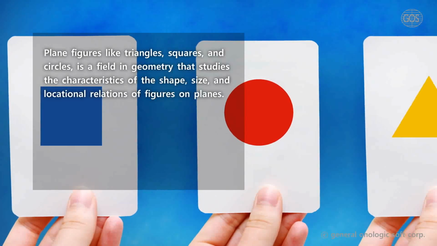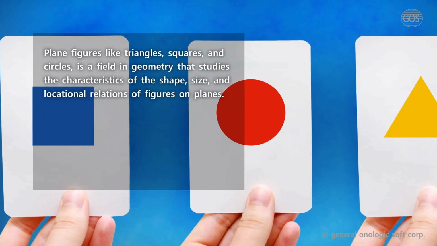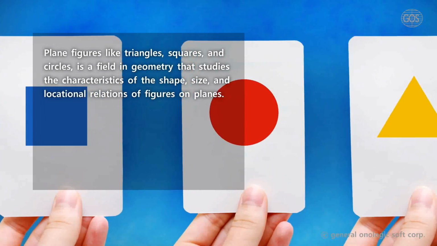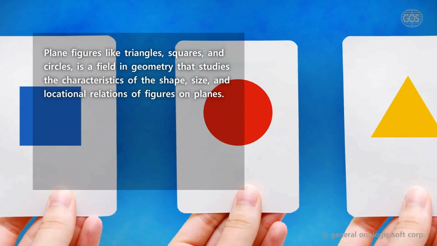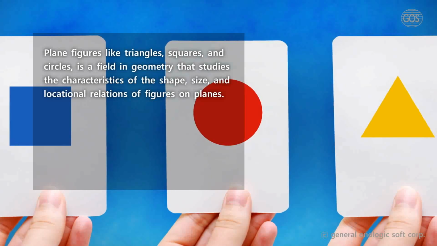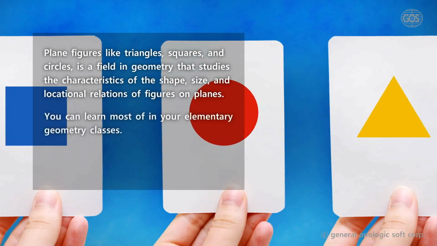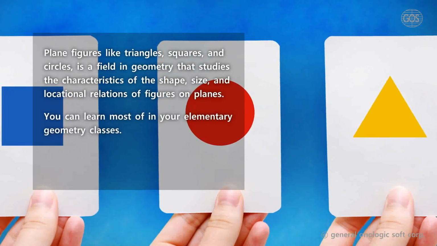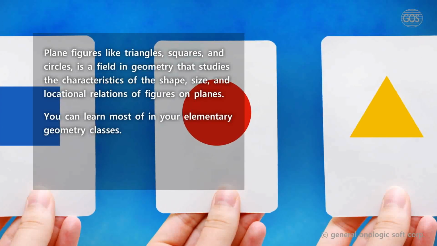Plane geometry, dealing with plane figures like triangles, squares, and circles, is a field in geometry that studies the characteristics of the shape, size, and locational relations of figures on planes. You can learn most of it in your elementary geometry classes.